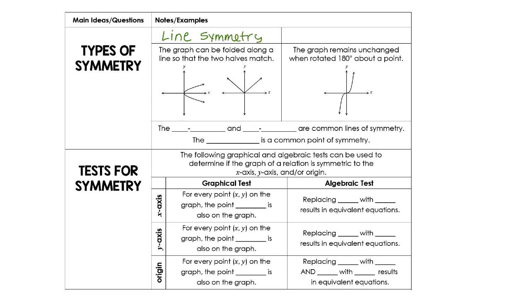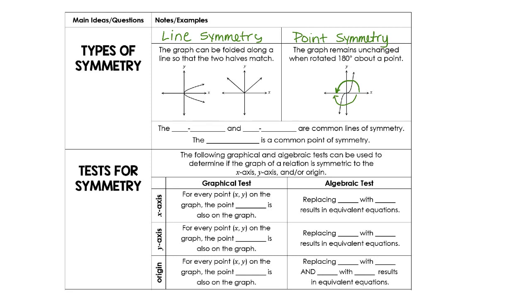For the next one, the graph remains unchanged when rotated 180 degrees. Remember, 180 degrees would be that direction, or we could even do a negative 180 there. And so that would be a point symmetry. There are the different types of symmetry.